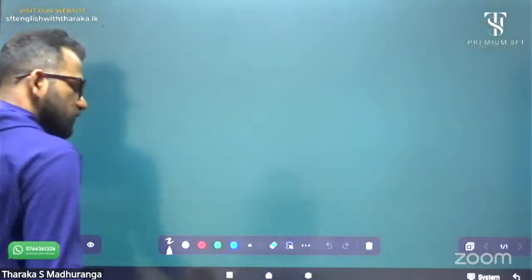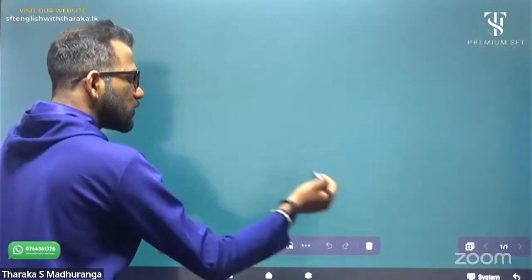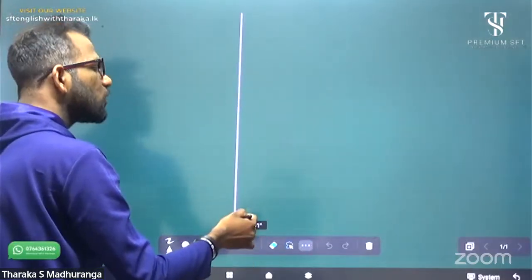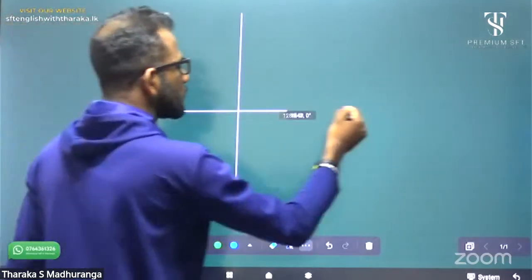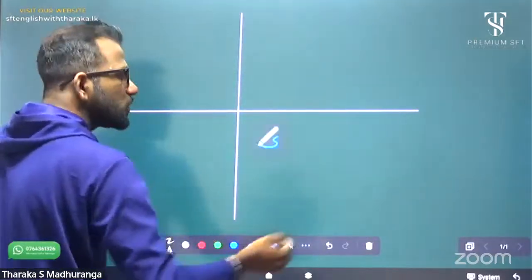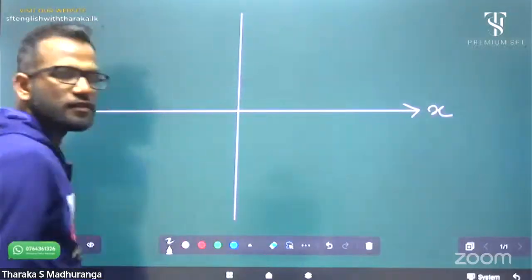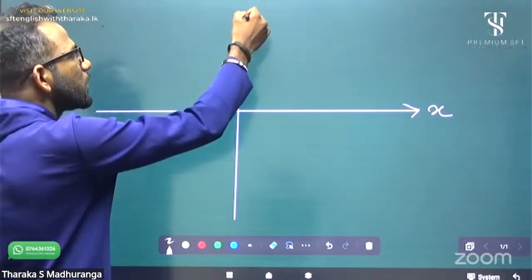What's the meaning of Cartesian plane? It's a 2D or 3D shape? The Cartesian plane is a 2D shape with x and y. The horizontal axis we call x and the vertical axis we call y.